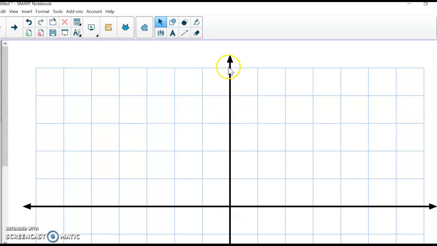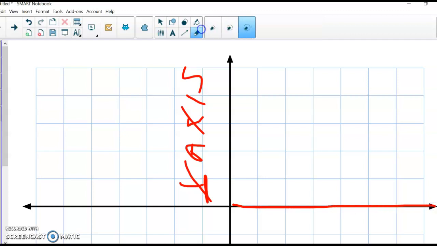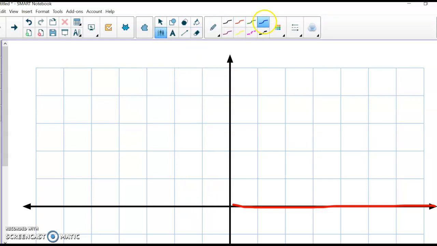And this is the y-axis. I'm going to label that for you. This is the y-axis. Sorry, my writing is not pretty with my finger. This is the y-axis. Always remember y to the sky. And then this is the x-axis. I'm going to go ahead and erase this, and then I will just put a blue line here. So we have, this is the y to the sky, and this is the x-axis.